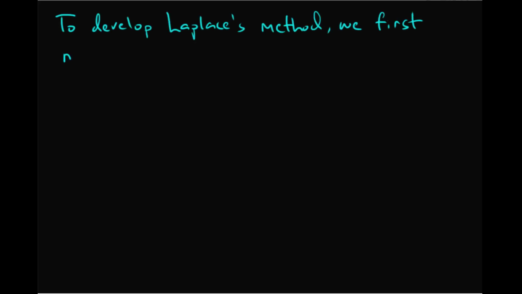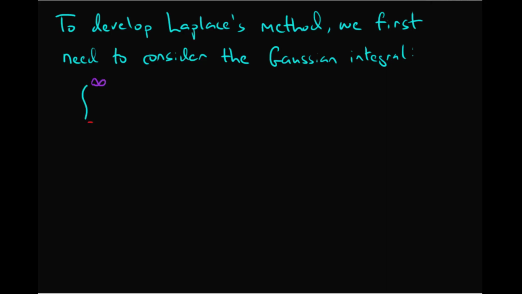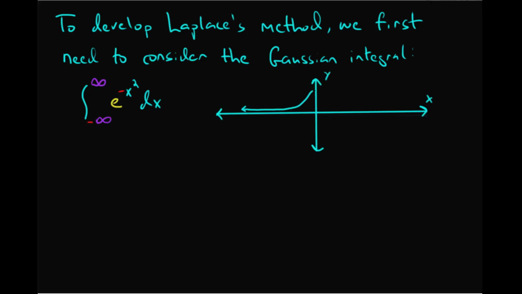So as I said, we're going to use Laplace's method to derive Stirling's formula. But to develop Laplace's method, we first need to consider what's known as the Gaussian integral. This is the integral from negative infinity to positive infinity of the function e to the negative x squared dx. And this integral, of course, is famous because it is the area under the so-called bell curve, and it has wide applications in both probability and statistics. And we're going to use it here as well.